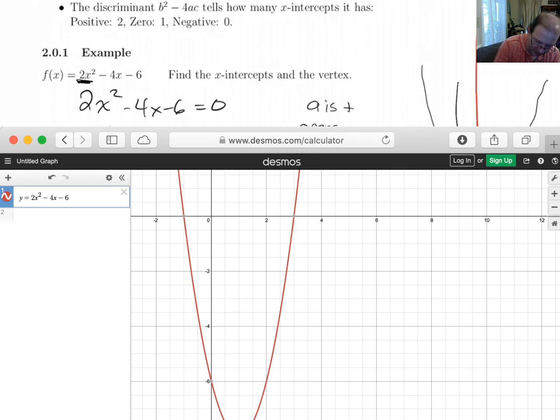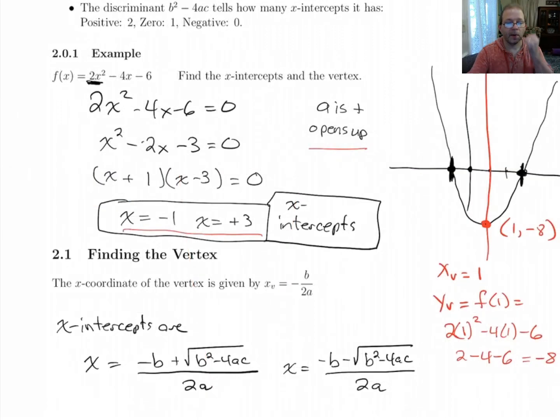The x-intercepts are x equals minus b plus the square root of b squared minus 4ac over 2a, and x is minus b minus the square root of b squared minus 4ac over 2a. And let me switch so you can actually see what I'm writing. All right, so those are my x-intercepts.